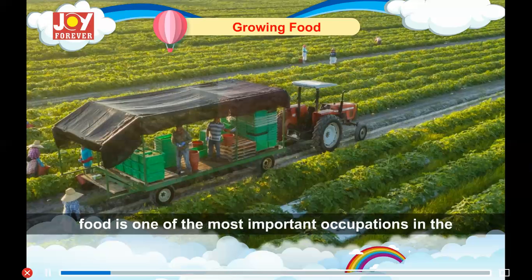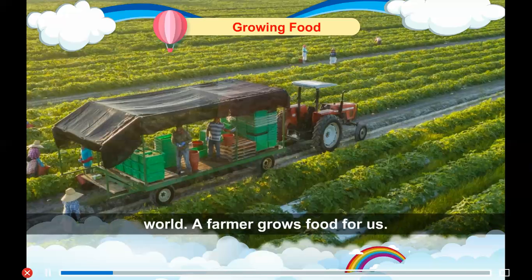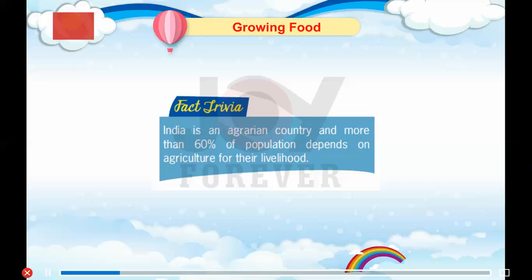Growing food is one of the most important occupations in the world. A farmer grows food for us. Fact trivia: India is an agrarian country and more than 60% of the population depends on agriculture for their livelihood.